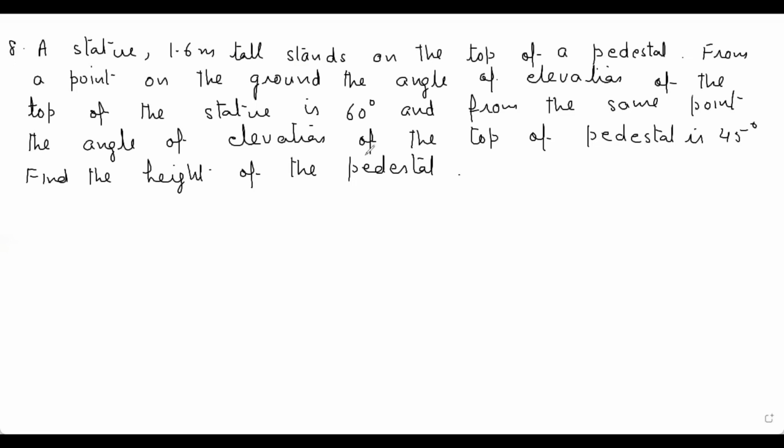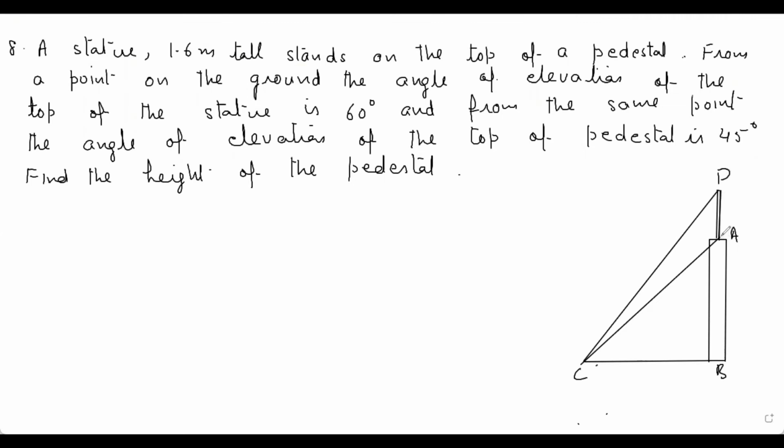Now the eighth question of exercise 9.1 is: a statue 1.6 meters tall stands on the top of a pedestal. From a point on the ground, the angle of elevation of the top of the statue is 60 degrees, and from the same point, the angle of elevation of the top of the pedestal is 45 degrees. Find the height of the pedestal. I'm going to draw its figure.